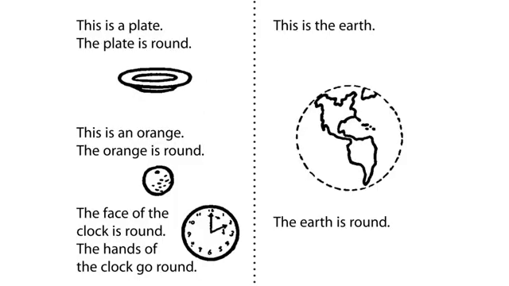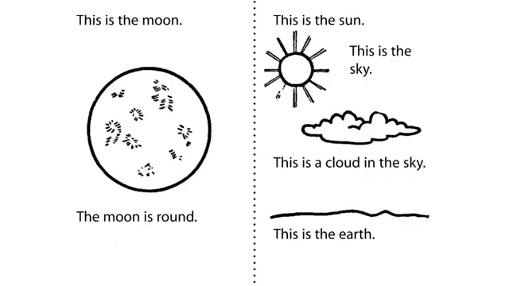This is a plate. The plate is round. This is an orange. The orange is round. The face of the clock is round. The hands of the clock go round. This is the earth. The earth is round. This is the moon. The moon is round. This is the sun. This is the sky. This is a cloud in the sky. This is the earth.